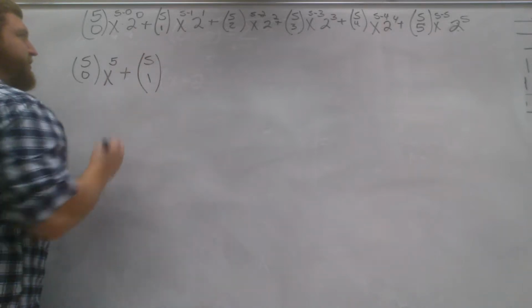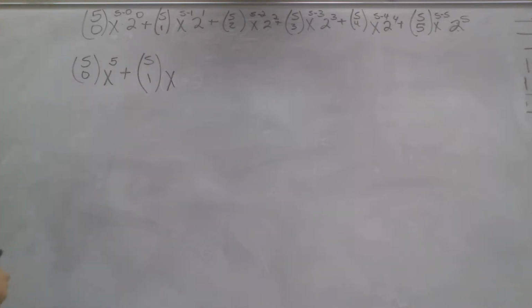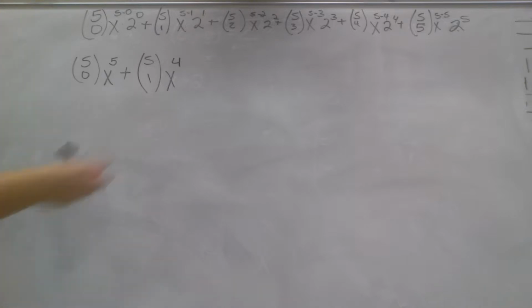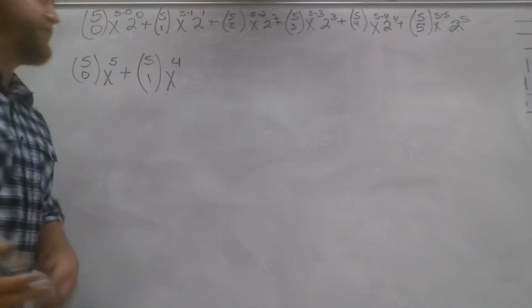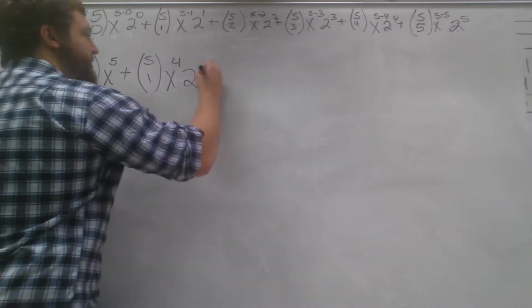Leave my 5 over 1. What is x to the 5 minus 1 going to be? Well, 5 minus 1 is 4, so I guess it's x to the 4th power. And now I leave 2 to the 1st power. What is 2 to the 1st power? Anything to the 1st power, you get itself. So you just get 2, right? Okay, keep going.